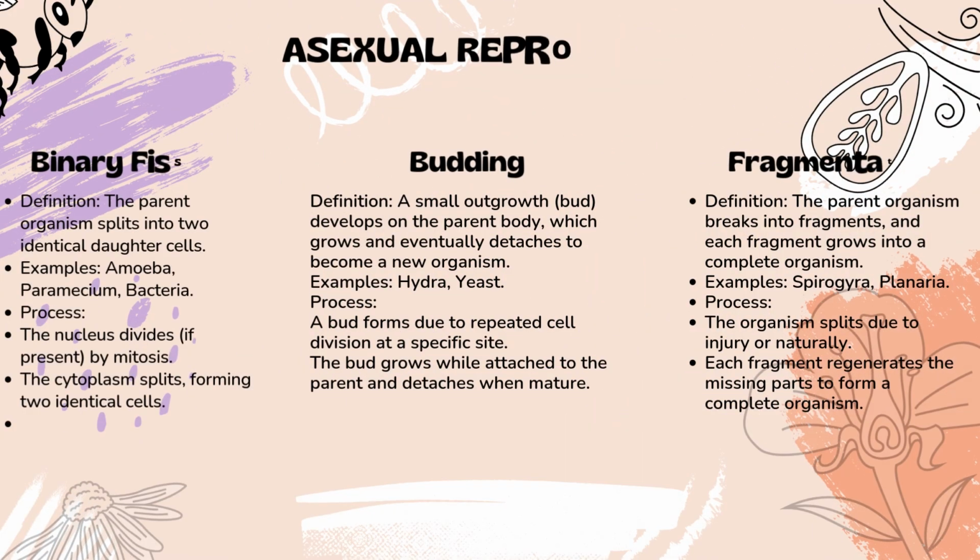1. Binary fission. Definition: the parent organism splits into two identical daughter cells. Examples: amoeba, paramecium, bacteria. Process: the nucleus divides, if present, by mitosis. The cytoplasm splits, forming two identical cells.